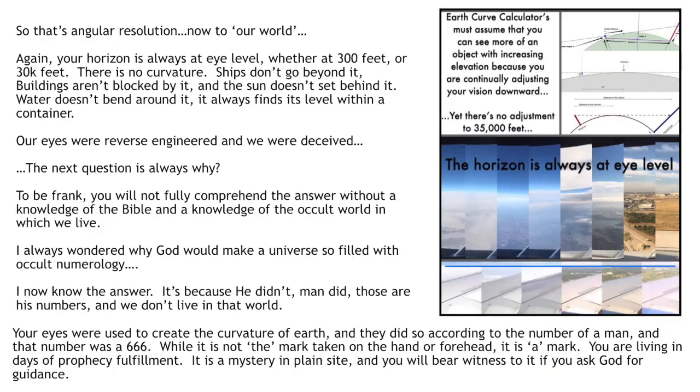Again, your horizon is always at eye level, whether at 300 feet or 30,000 feet. There is no curvature. Ships don't go beyond it. Buildings aren't blocked by it, and the sun doesn't set behind it. Water doesn't bend around it. It always finds its level within a container. Our eyes were reverse engineered and we were deceived. So the next question is always why?